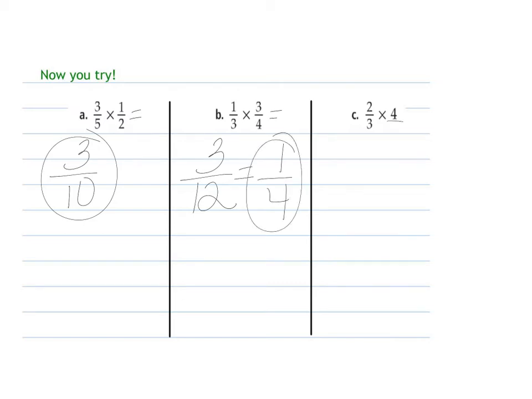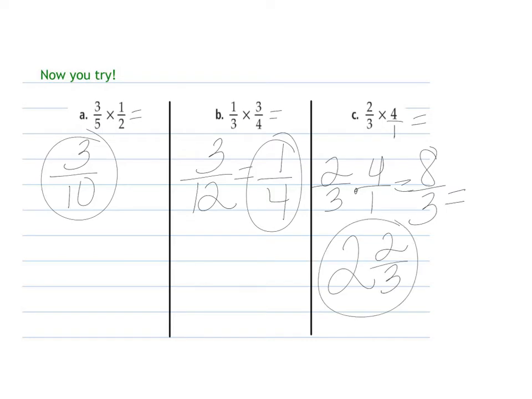2/3 times 4/1. The very first thing is I just make my whole number over 1. Let's rewrite it so it lines up. 2 times 4 is 8. 3 times 1 is 3. 3 goes into 8 twice, which would be 6. So I have 2 left over, 2 2/3.